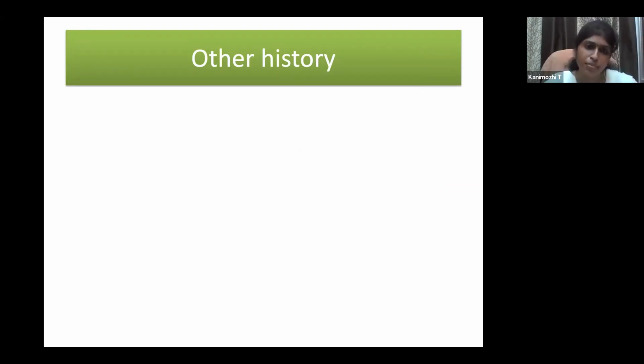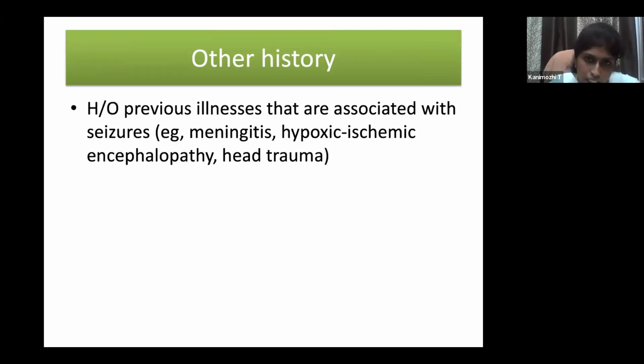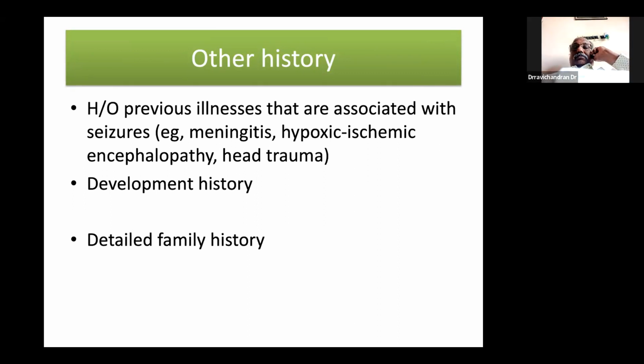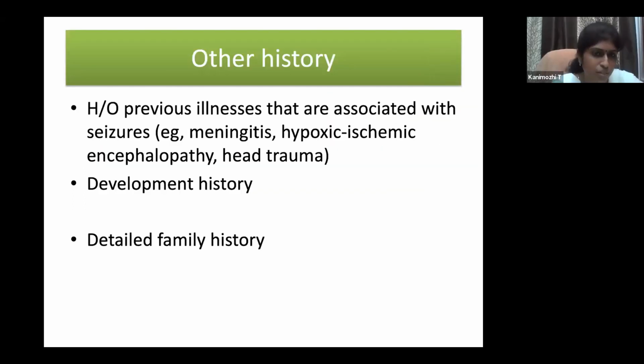Apart from that episode of seizures, we are supposed to ask for history related to the etiology. So any previous illnesses that can be associated. Any remote symptomatic cause that we can find from the past history, like any history of meningitis, birth asphyxia and HIE, and any remote trauma. And development history, of course, as epilepsies are common in children with developmental delay. And a very detailed family history, as genetic causes of seizure disorders can run in families.